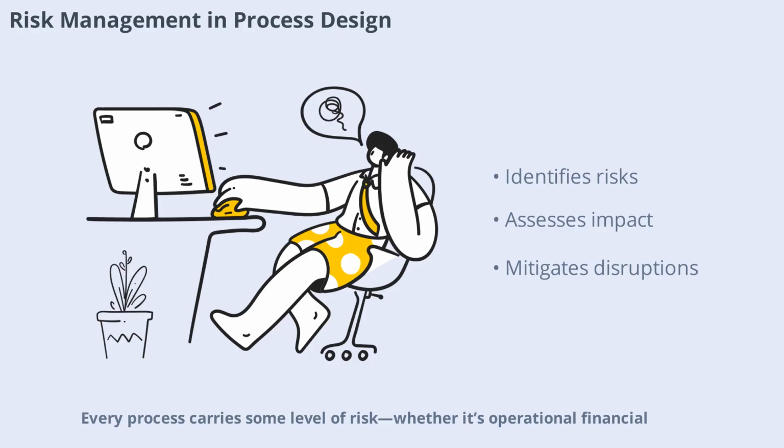Every process carries some level of risk, whether it's operational, financial, or compliance-related. Effective process design includes identifying potential risks, assessing their impact, and developing mitigation strategies. By proactively managing risks, organizations can avoid costly disruptions and ensure smoother operations.